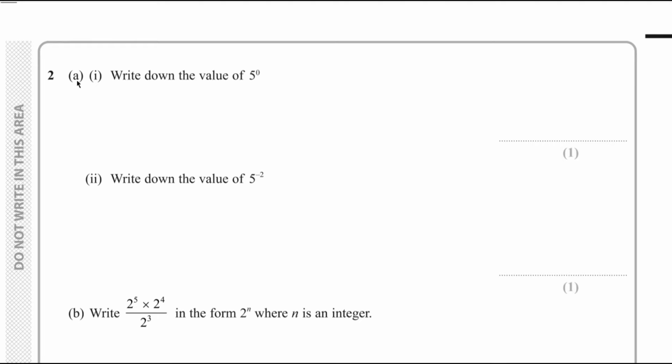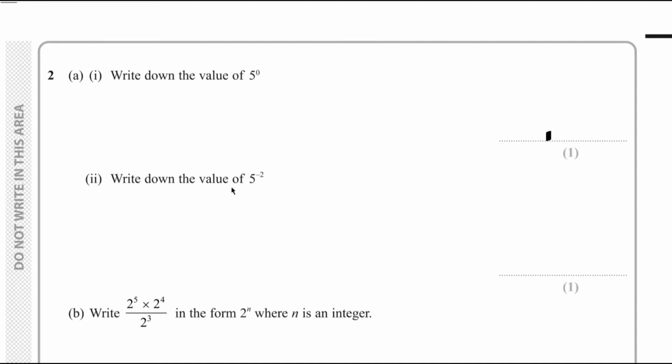Question number 2. Part A. For the first part, write down the value of 5 to the power of 0. Anything to the power of 0 is 1, so 5 to the power of 0 is 1. For the second part of part A, write down the value of 5 to the negative 2.